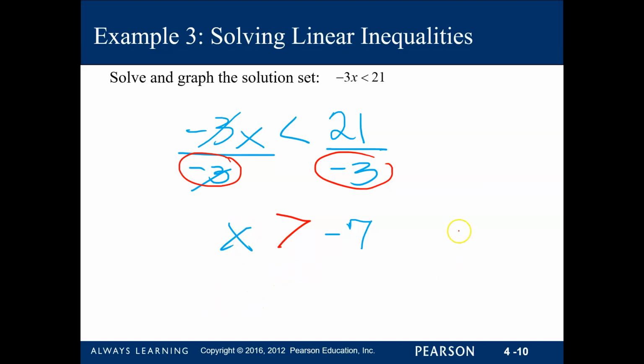Okay. So in this case, our graph, we have a 0, and this is your negative 7. Negative 7 will have a hollow dot, and now it is going to be pointing to the right. Okay. So again, whenever you have a negative number, make sure that you flip the inequality if you multiply or divide by a negative number.